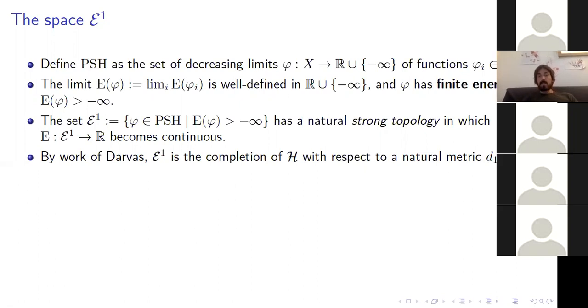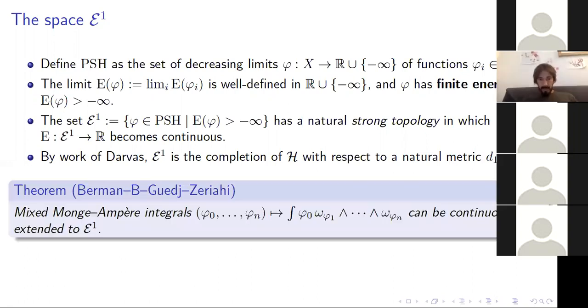That has good properties. For example, it's a geodesic space. Any two points can be joined by a geodesic segment, which is unique if you impose an extra condition that we will come back to in a minute. So why this space is so important in pluripotential theory is because of the following result.